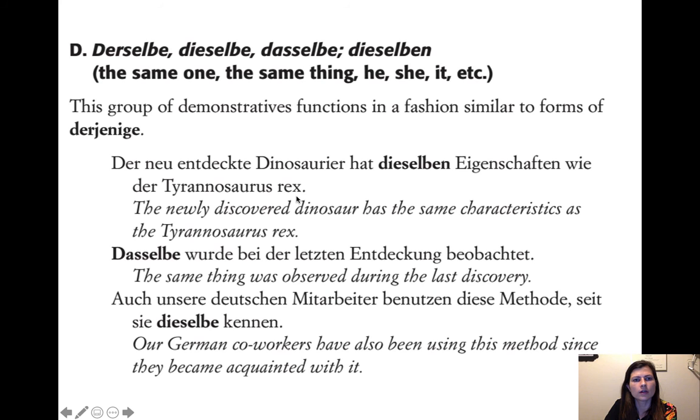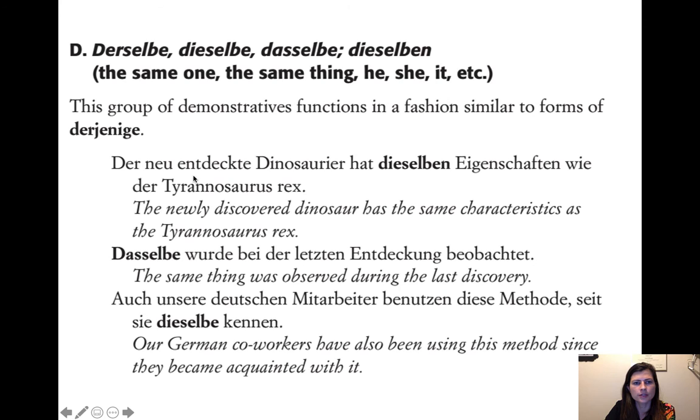Okay, so then derselbe, dieselbe, dasselbe, dieselben. This is a similar idea where you have the article plus an adjective, and then it'll take whatever endings. It's just an article and an adjective, but they're written together basically. It has become one word, but grammatically it functions as if it were an article and an adjective. So selbe means same. This group of demonstratives functions in a fashion similar to derjenige.